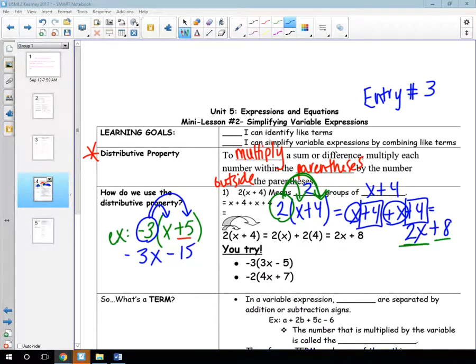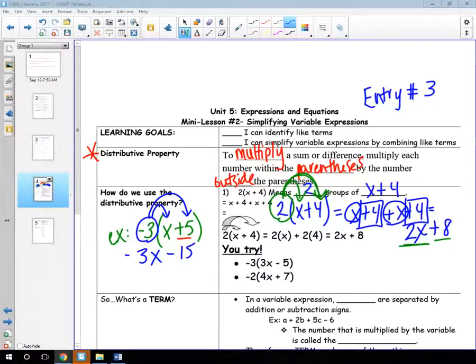Okay? So to do the distributive property, you're simply going to take that number on the outside and multiply it by everything on the inside, and just pay close attention to those signs, okay? And we're going to do some more of those together when you come to my station, all right?